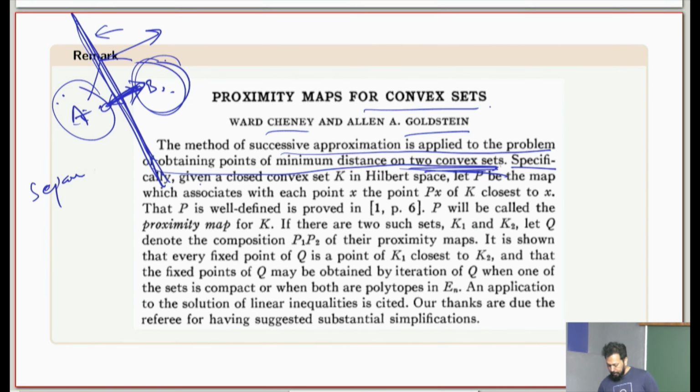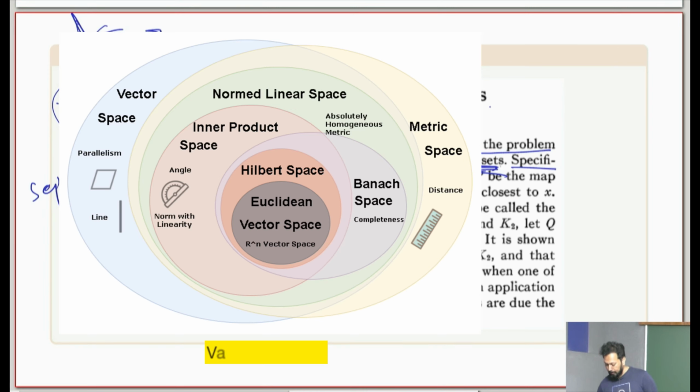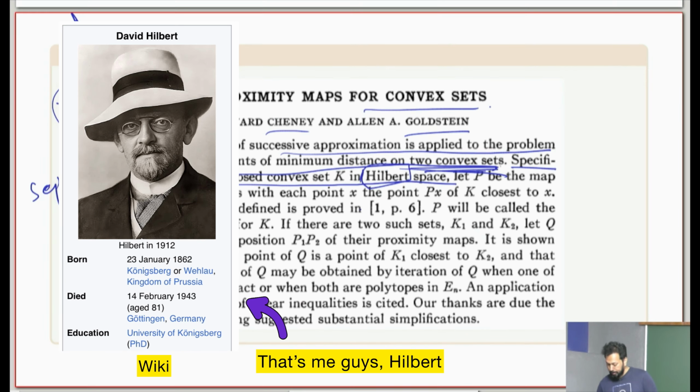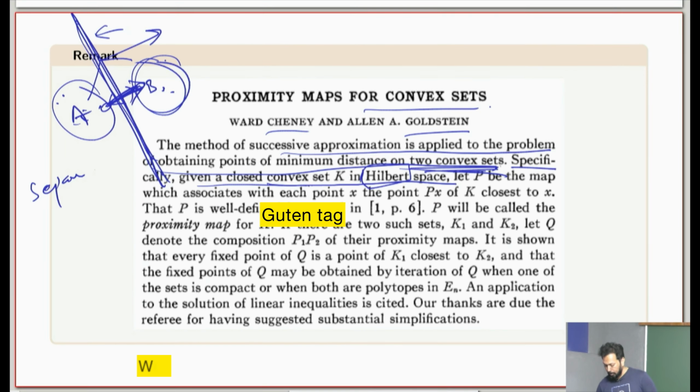Specifically, given a closed convex set K in the Hilbert space, so Hilbert space is a slightly more general space, more of a function space. Spaces are also used there, but for our case, we can just stick to metric space. Let P be the map which associates with each point x the point Px of K closest to x. That P is well defined, and all this is well defined because of the closed and convexity.